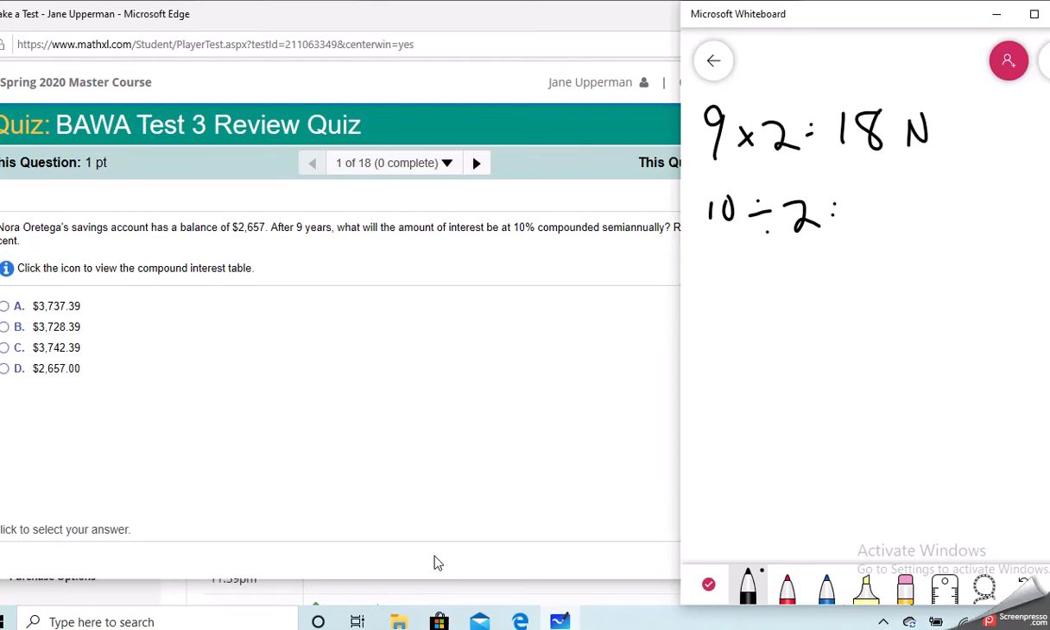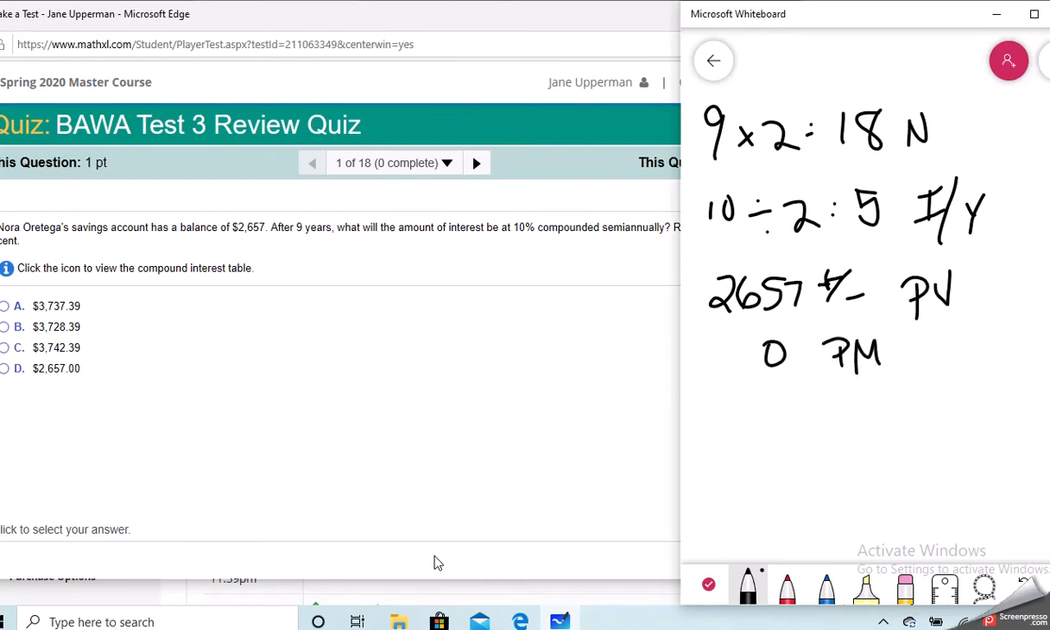So 10 divided by 2 gives us a 5 as the IY. The balance, the 2,657, hit the plus or minus button. See, my finger isn't the greatest. Okay, so hit the plus or minus button to make it negative. That's our present value. We've got no payment. And then we're going to compute the future value.